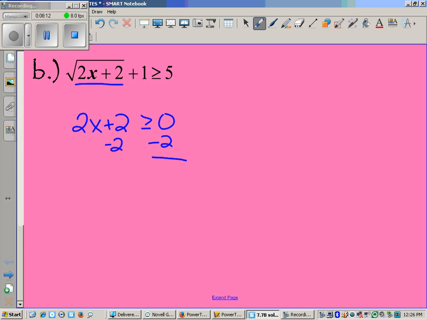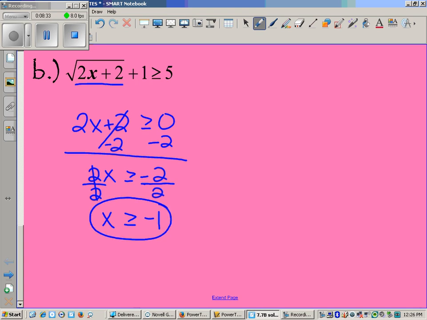I'm going to solve this little equation by subtracting 2. By dividing by negative 2. No, by dividing by just regular 2, right? Not by a negative, so I don't have to switch my sign. I'm just going to divide by regular 2, giving me x is greater than or equal to negative 1.